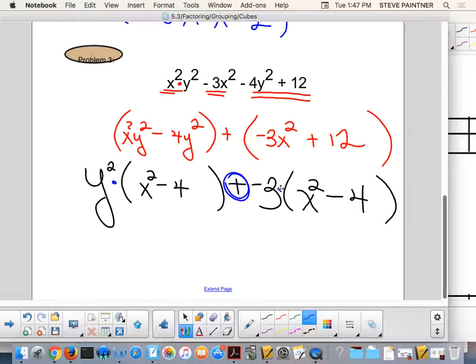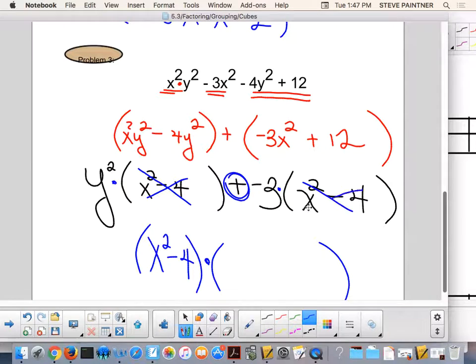X squared minus 4, x squared minus 4. This is the GCF. So this comes out. And whenever you factor out a GCF, you just take the GCF times whatever's left. What's left once you take this out? Y squared plus negative 3. So y squared, we're just going to write minus, aren't we?